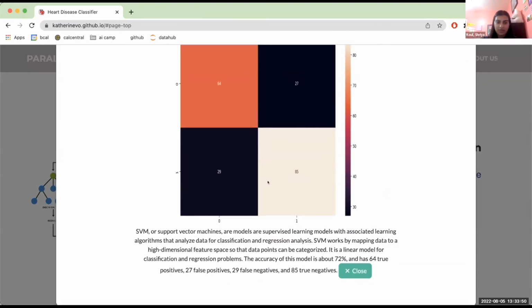This is a support vector machine, or SVM, and these are supervised learning models with associated learning algorithms that can analyze data for classification and regression analysis. It works by mapping the data to a high dimensional feature space so that data points can be categorized. And it's a linear model. The accuracy for this was about 72%. After running a confusion matrix on it, it has 64 true positives, 27 false positives, 29 false negatives, and 85 true negatives.